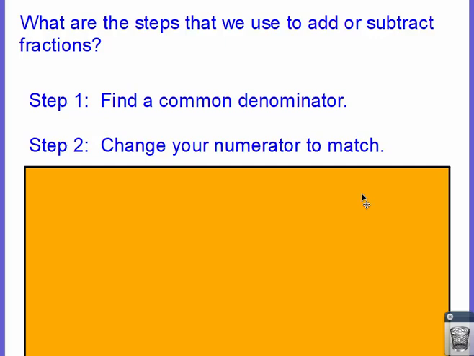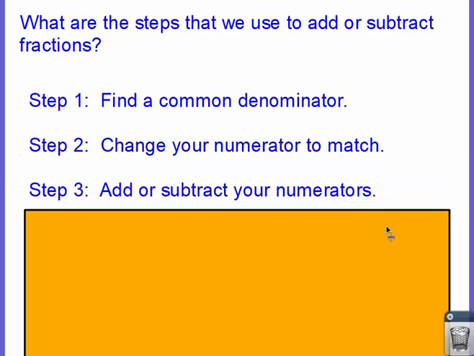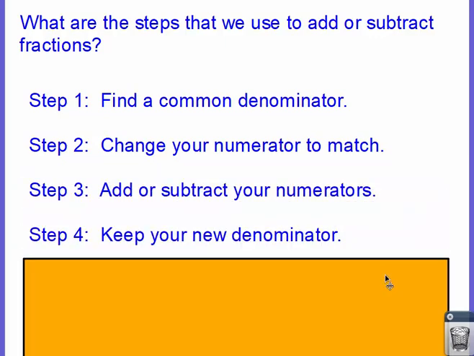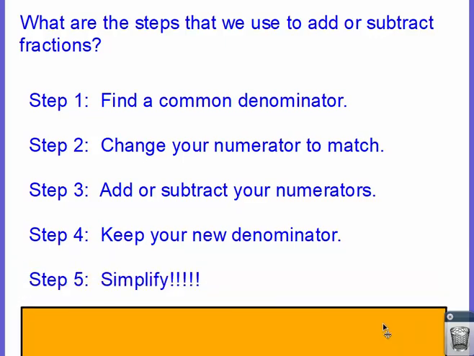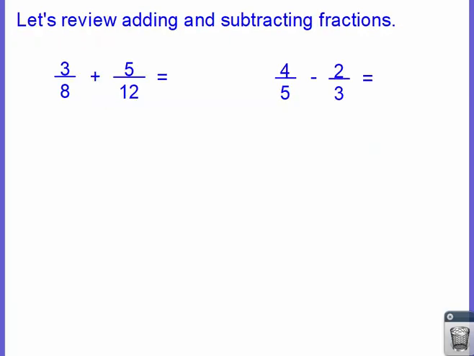Once you've done that, all the hard work is done. Then all you have to do is add or subtract your numerators, keep your new denominator, and then last but not least, simplify. So let's see if we can do that with these two fraction problems. So the first thing we said was find a common denominator. So I'm going to rewrite my fractions as blank fractions, and I'm going to define the common denominator.